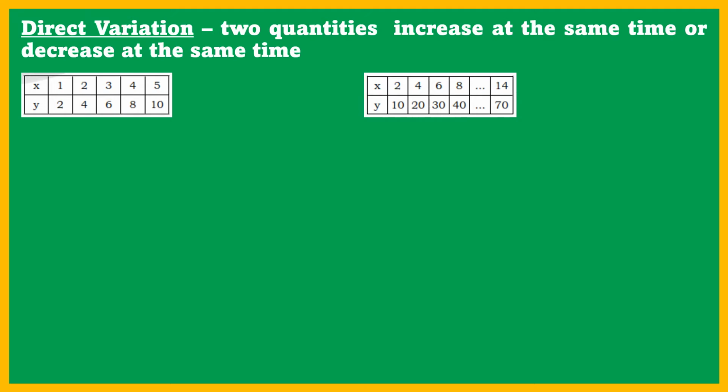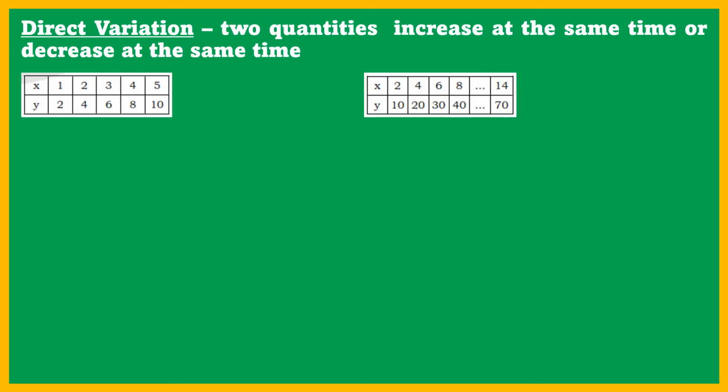When we say direct variation, it states that two quantities increase at the same time or decrease at the same time. So, ibig sabihin, pag sinabi nating direct variation, kapag tumaas yung isang value, tataas din yung kasama niyang value. That is the direct variation. Kung bababa naman yung isang value, bababa rin yung isang value. Now, how are we going to solve a problem that involves direct variation? So, let us first proceed with this example.